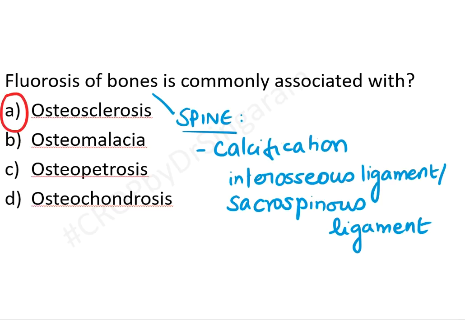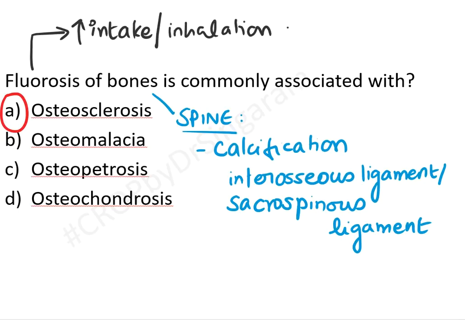Now, what is the reason for fluorosis? It is because of excess intake of fluoride in the drinking water, which is very unsafe, or it could be in the form of inhalation of dust or fumes by workers. Those who work in that sort of environment can have inhalational exposure. These are the two ways by which fluorosis can occur. The answer for this particular question is osteosclerosis.